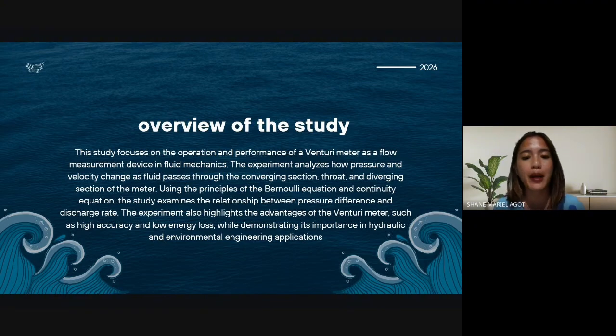This experiment uses the Bernoulli equation and continuity equation to analyze the relationship between pressure difference, velocity, and discharge. So the venturimeter is widely used because it provides accurate measurement with minimal energy head loss, making it important in hydraulic systems, water distribution, and environmental engineering applications.